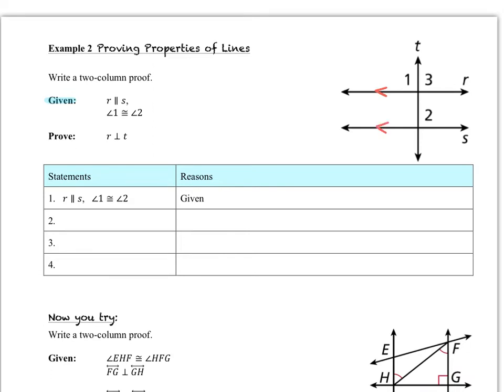And we are also given the information that angle 1 is congruent to angle 2, and remember the way that we designate that is with arc marks. And using our theorems, postulates, and properties, we want to be able to prove that line R is parallel to line T. Statement number 1 in our proof is the information that was given to us in the problem.